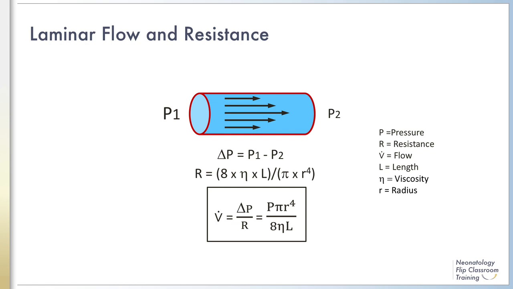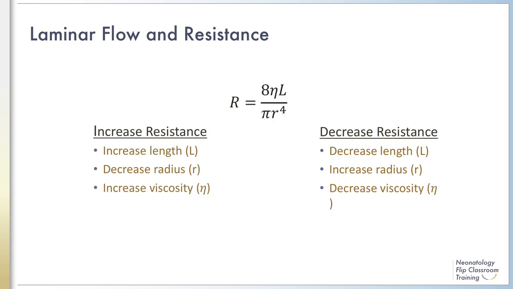This equation shows that flow is the product of pressure drop from P1 to P2 multiplied by pi multiplied by radius to the fourth power divided by the product of 8 times gas viscosity times the length of the tube. In laminar flow, airway resistance is directly related to the length of the airway and the viscosity of the gas, and inversely related to the radius.